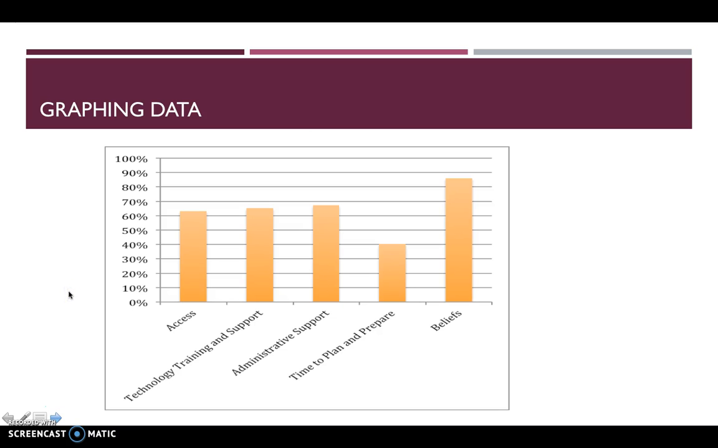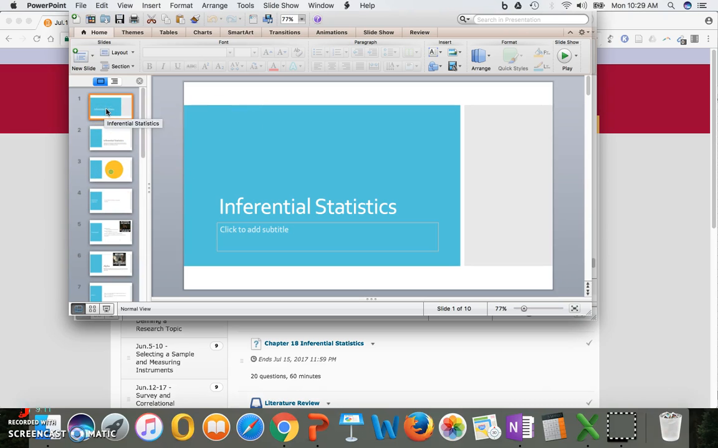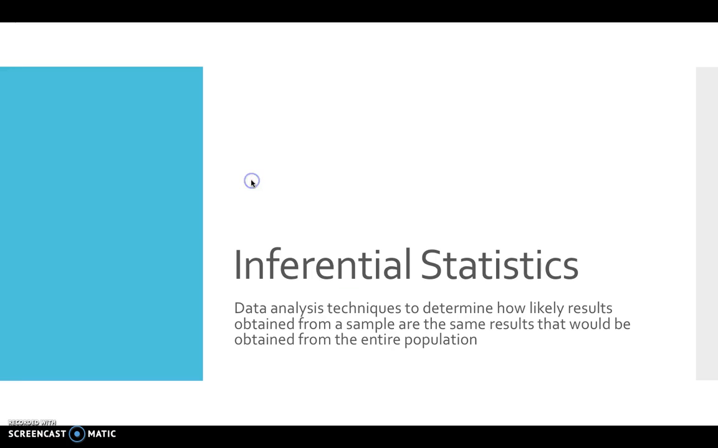So that's descriptive statistics. Descriptive statistics, again, is just a way to summarize the data that you receive in your study. Inferential statistics, on the other hand, is a little bit different. These are analysis techniques to determine how likely results obtained from a sample are the same results that would be obtained from the entire population. Another way to say this is that inferential statistics are needed in order for you to determine if the results from your study are actually a result of whatever implementation or whatever condition the research study participants had, or if they're just happening by chance.